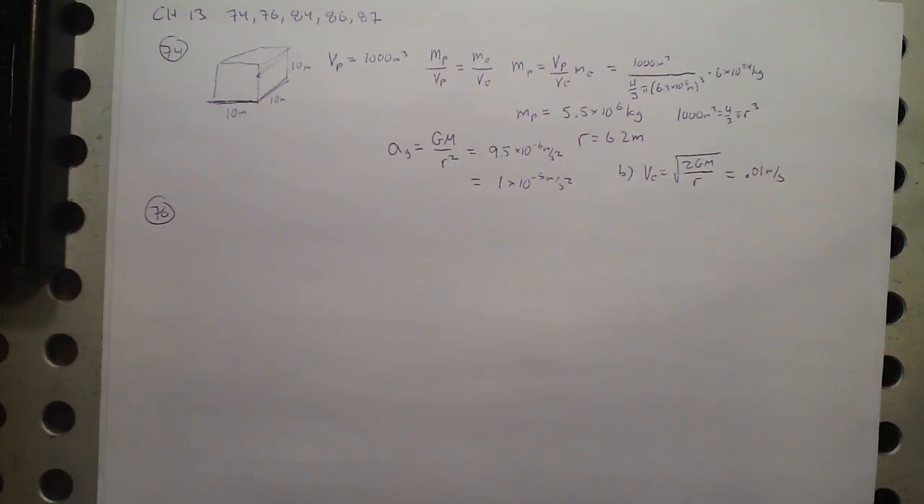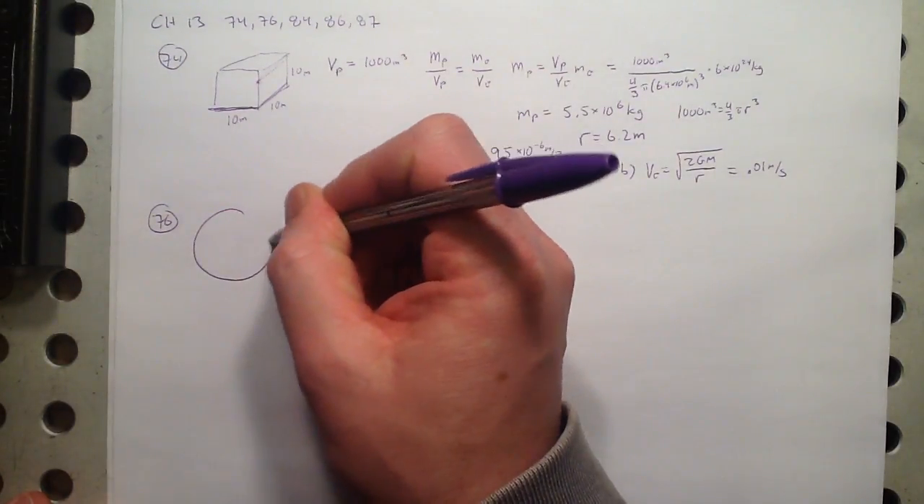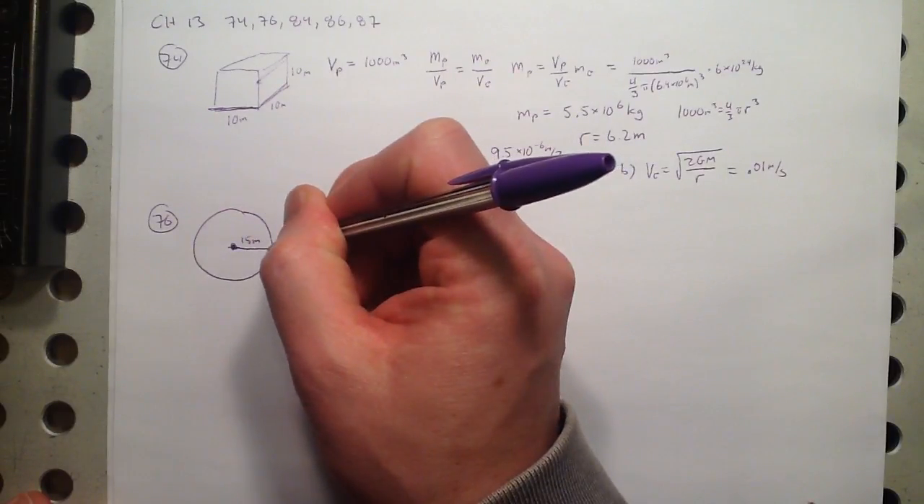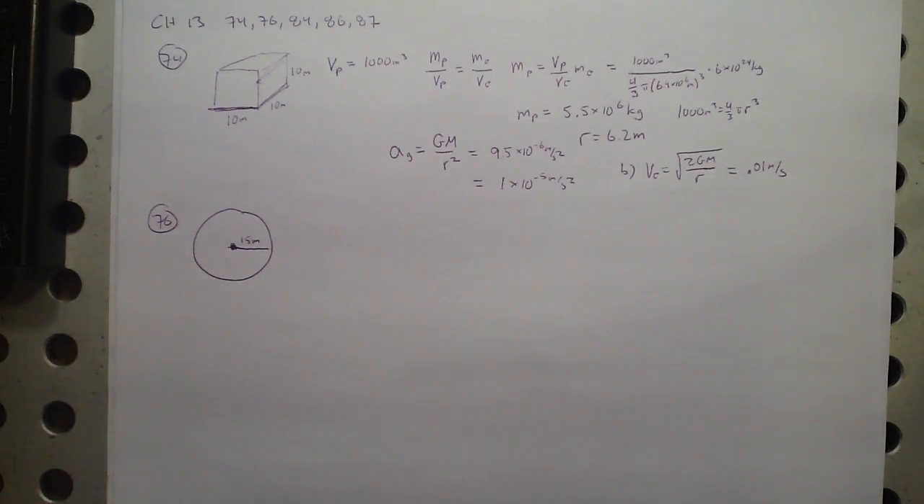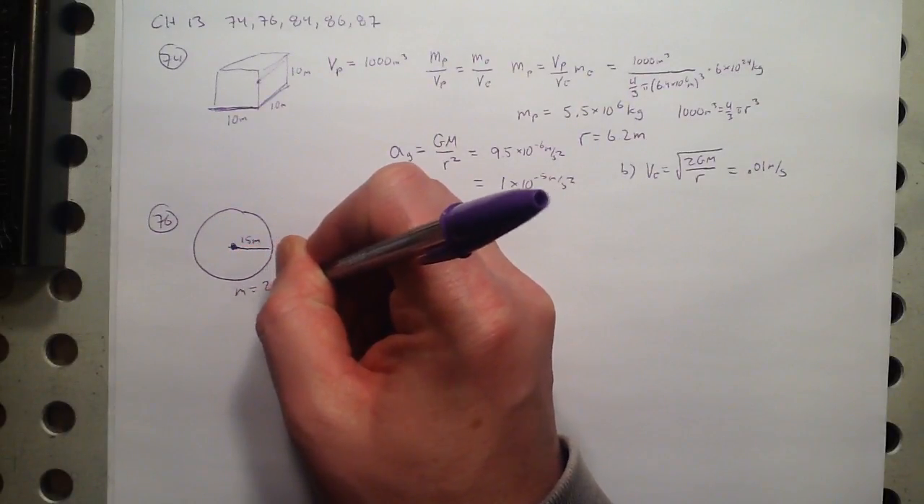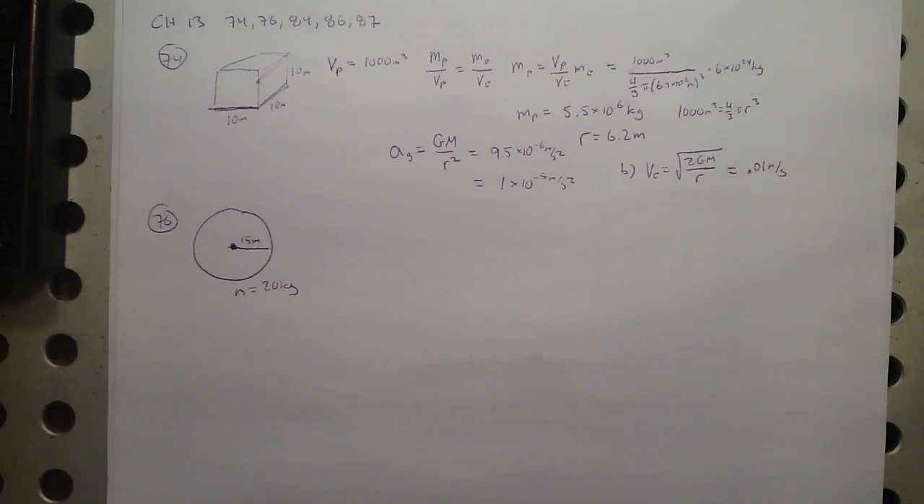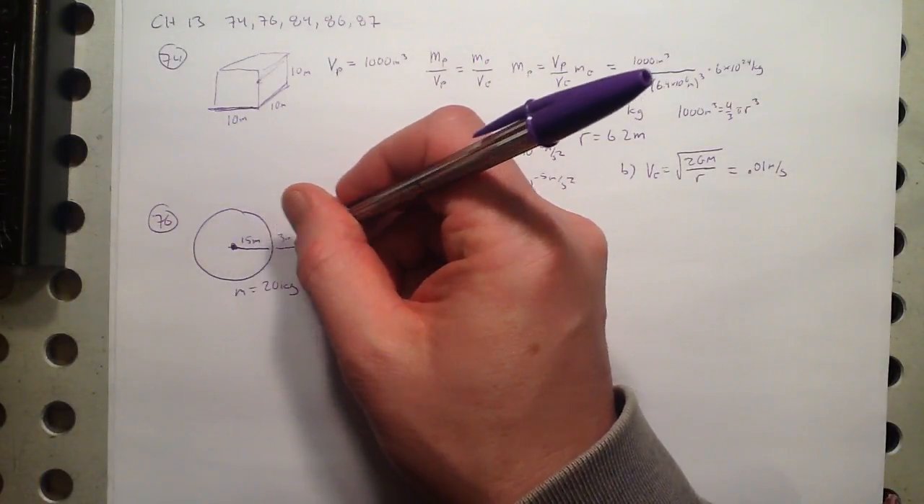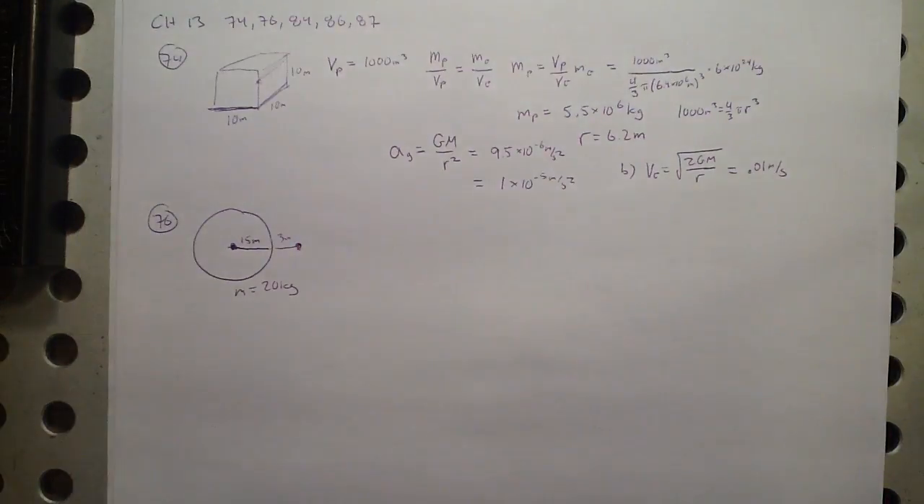76. A very early simple satellite consisted of an inflated spherical aluminum balloon 30 meters in diameter. That means the radius is 15 meters. Always watch out for them diameters. And a mass of 20 kilograms. I suppose a meteor having a mass of 7 kilograms passes within 3 meters of the surface. So that's 3 meters from the surface. And that has a mass of 7 kilograms.